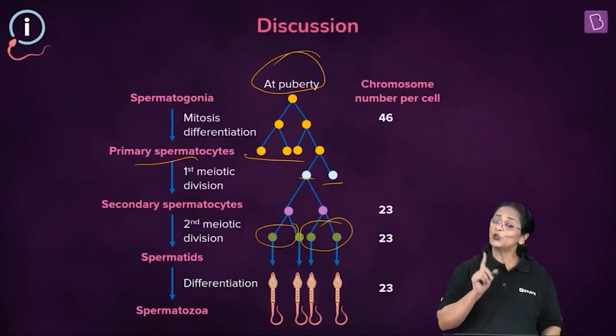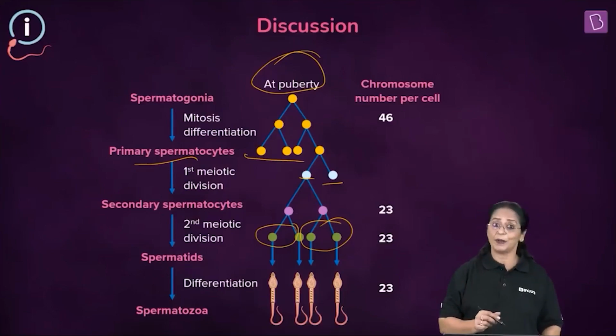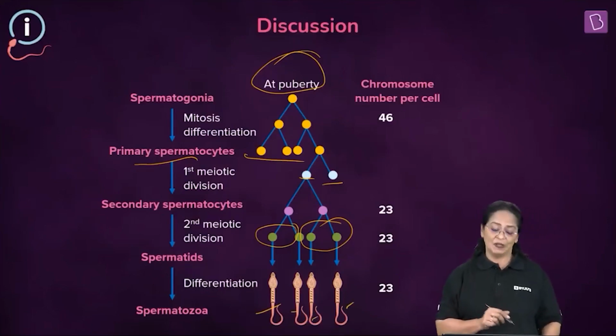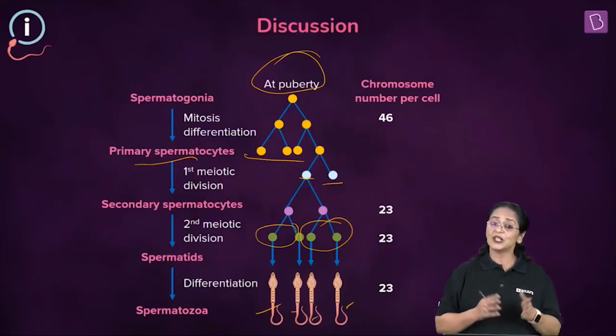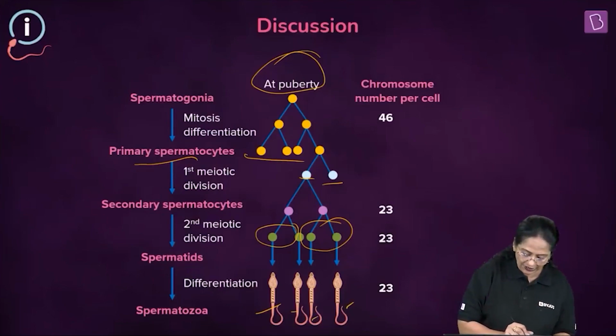So four spermatids in all. Now these are non-motile cells, and these spermatids will get transformed into four motile sperms. That differentiation, that transformation, is called spermiogenesis.